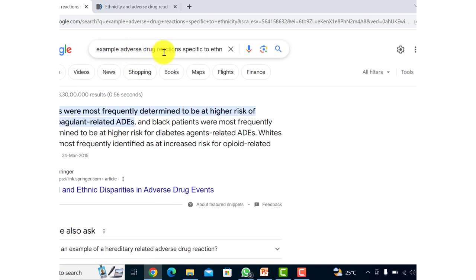You can see here an example of adverse drug reactions specific to ethnicity or race. Asians were most frequently determined to be at higher risk of anticoagulant related adverse drug reactions. So for example, with anticoagulants taken by Asians, they are at high risk of anticoagulant related adverse drug reaction. While black patients were most frequently determined to be at higher risk of diabetic agent related adverse reactions. So for anti-diabetic drugs taken by Asians, they are not getting that many adverse reactions, but black or Hispanic patients are getting them. While whites were most frequently identified as at increased risk of opioid related adverse reactions. So when opioids are taken by Asians, Hispanic or black patients, they are not getting those adverse drug reactions, but white people are getting more adverse reactions compared to the others.